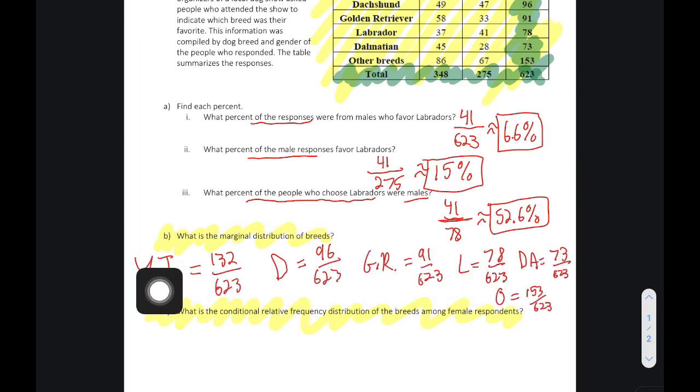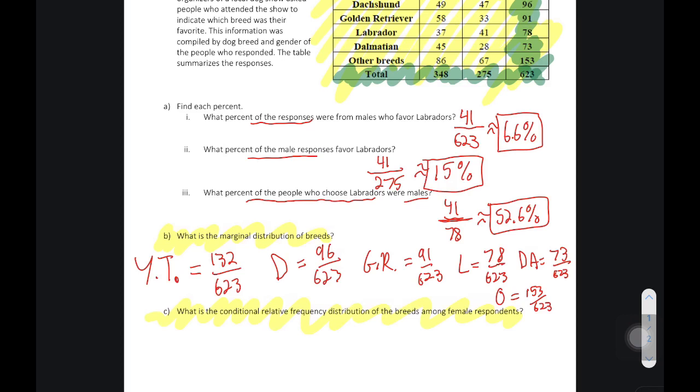Alright, so you definitely need all these to describe the complete marginal distribution of breeds. These fractions tell you just how many of each breed there are. Alright, so like I said, if there's anything I actually do want you to write down besides the table, it's this question and this answer, and then letter C that we're about to do. So I hope that clarifies marginal distribution a little bit.